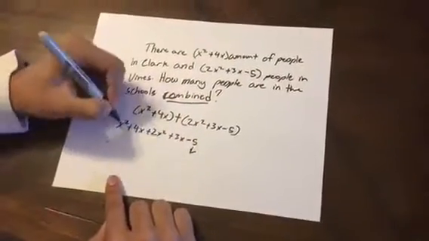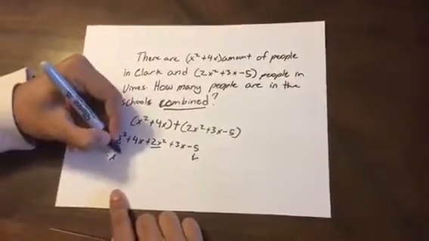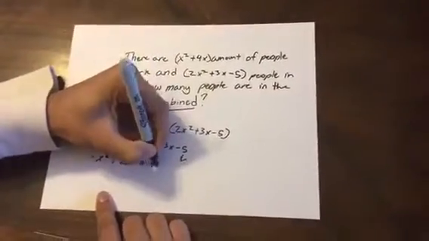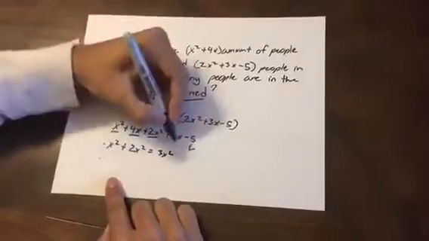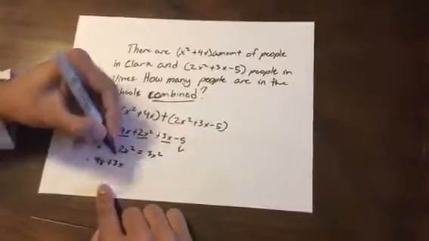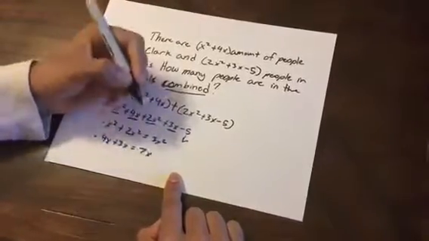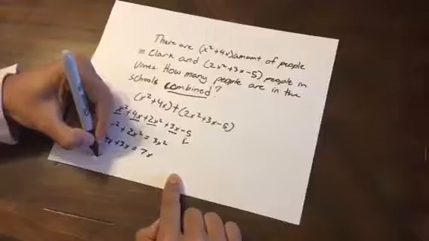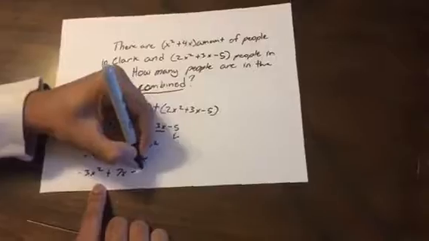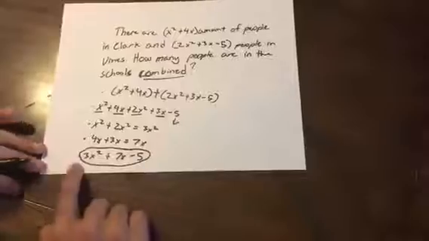Next, x squared plus 2x squared is going to be 3x squared. And then 4x plus 3x is going to be 7x. And now we're going to keep these separated because they're not the same. And then 3x squared plus 7x minus 5. That's going to be our ending, because this is the most simplified.